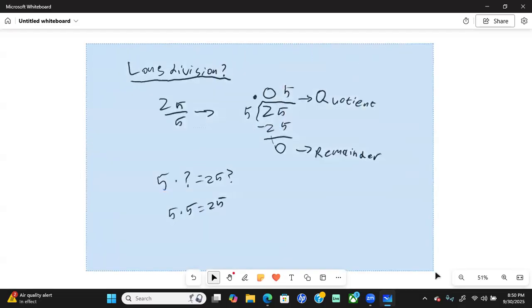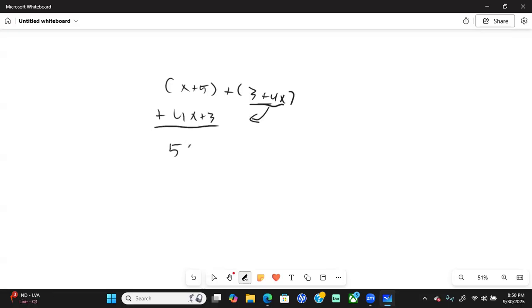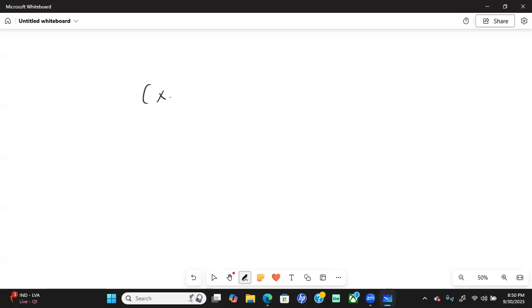So why does this matter? Well, whenever we're adding polynomials, if we have like x plus 5 plus 3 plus 4x, we've been taught to rewrite this as 4x plus 3 and then add these together. That gives us 5x plus 8, right? So what happens if we have x plus 5 minus x plus 3?